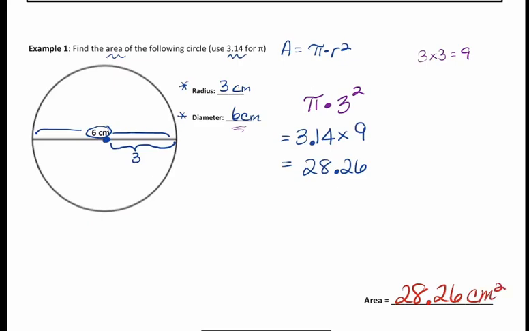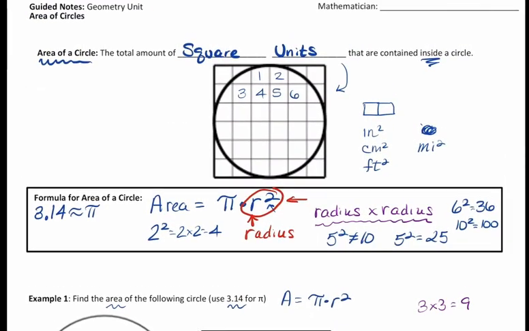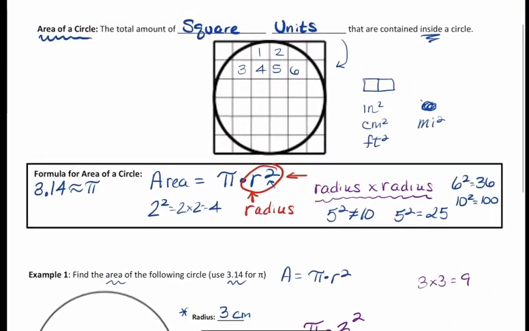The way I did my notes here, the example that I put up here is actually the same kind of circle as in example 1. I don't know if you guys noticed that, but this has a radius of 3, and these are just unit squares, but we'll call them 3 centimeters.